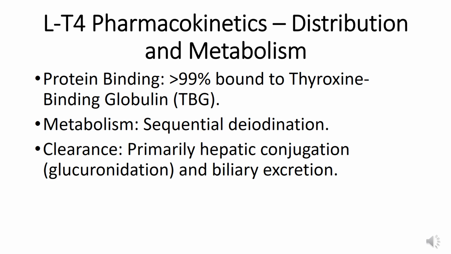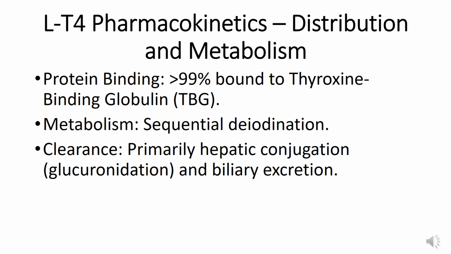Within the liver, thyroid hormones undergo conjugation reactions, particularly glucuronidation. During this process, chemical groups are attached to the hormone molecules, making them more water-soluble and easier to eliminate. These conjugated metabolites are then secreted into bile. Bile carries the metabolites into the intestinal tract, where they are eventually excreted from the body.